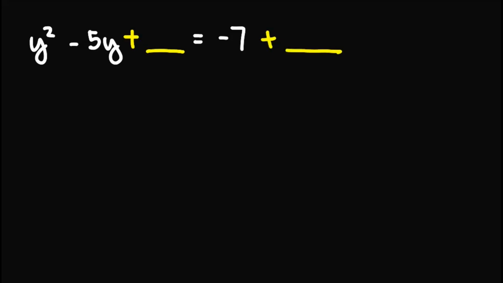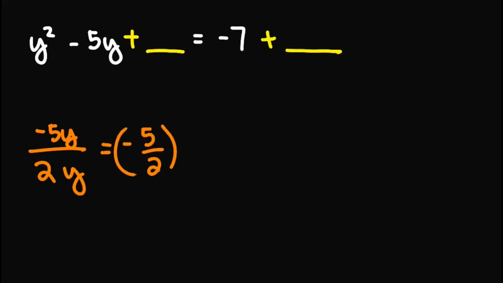So again, to determine that, focus on this middle term. So we've got -5y, divide that by 2, and divide by the square root of the first term, which is y. This one simplifies into -5 over 2. Square this one, and we obtain 25 over 4. So we'll add 25 over 4 out here.